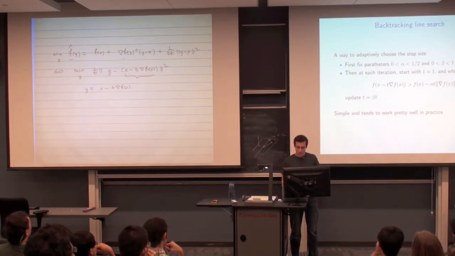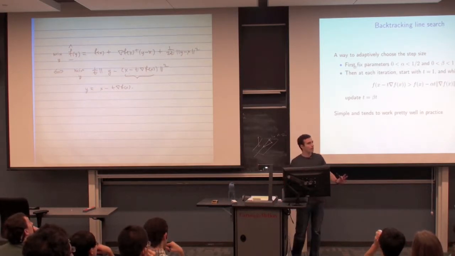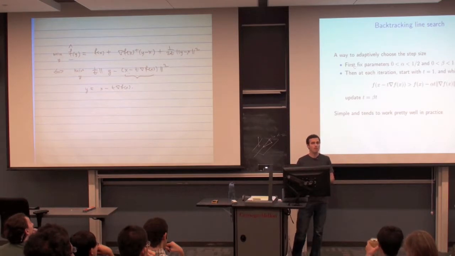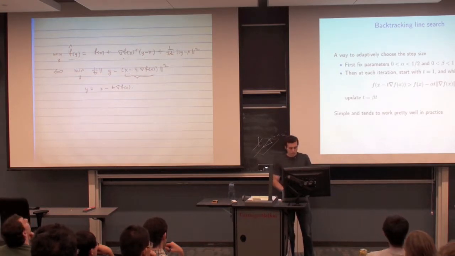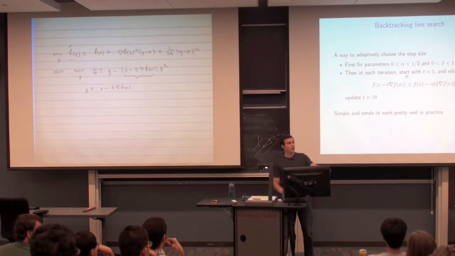So how does it work? Well, before we even start the algorithm, we fix two parameters. We fix alpha and beta. Alpha we fix to be smaller than a half, and beta we fix to be smaller than one. They're both positive. And at each iteration, instead of just using t, we're going to start at t equals 1, and we're going to iterate some criterion until we find a good value of t, and then we're going to go with that value of t and make the gradient update.